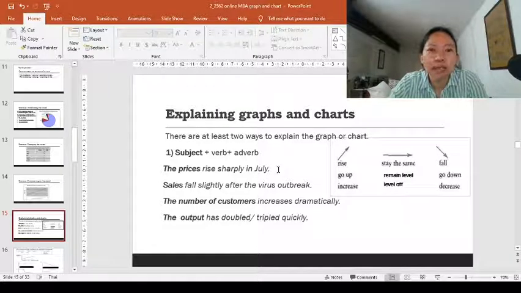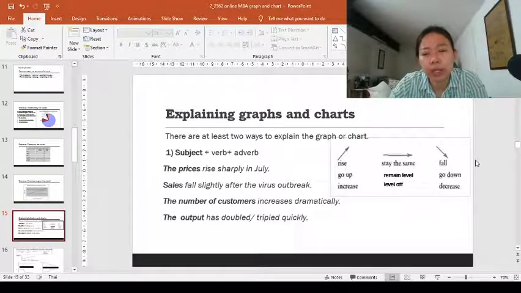So let's look at the example together. The prices rise sharply in July. Sales fall slightly after the virus outbreak. The number of customers increases dramatically. The output doubles or triples quickly. So all the words here in bold are subjects, and they are followed by verbs: rise, fall, increase, double. So let's look more closely at all the verbs here.